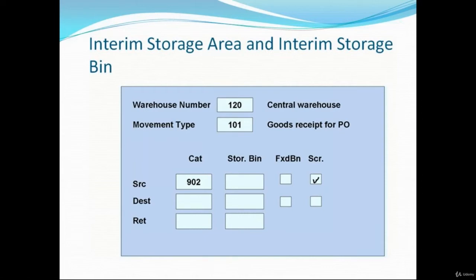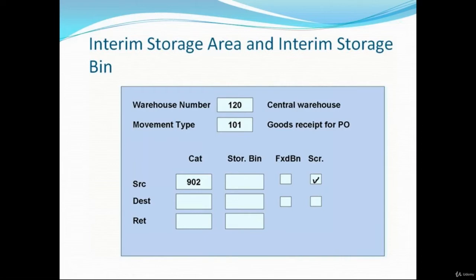Here we tick the source SCR. That means that in the interim storage type, that is 902, a dynamic bin must be created. In this scenario, the dynamic bin number will be the same as the purchase order number. So we see the total quantity of material posted in the dynamic bin of 902 as well.